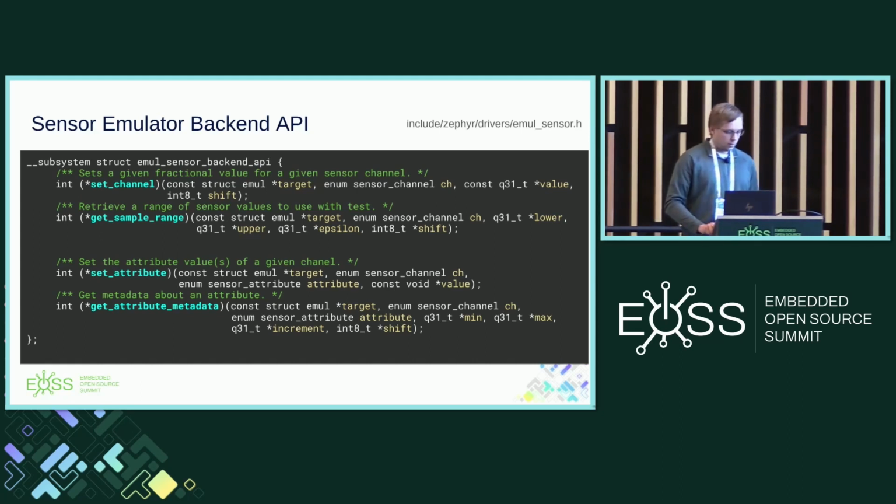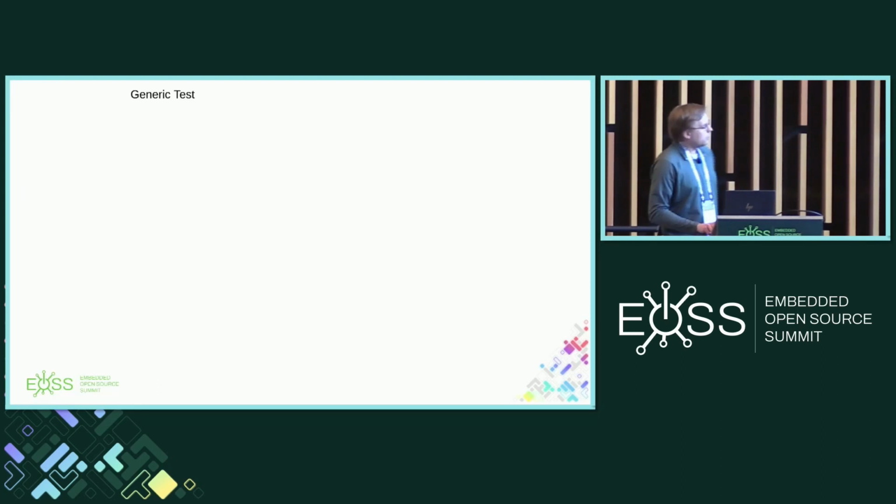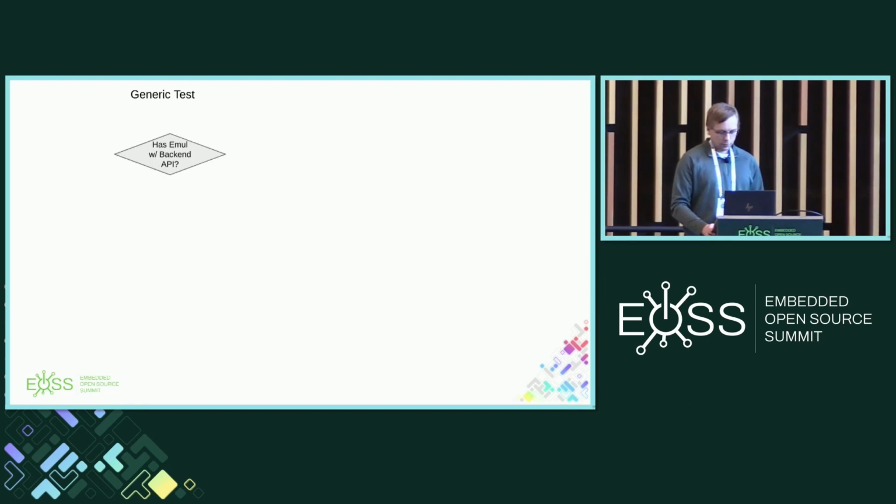All right, so that takes care of the emulator side. Let's go on to the generic test. I have a wonderful flowchart about how we can step through that process and how it can work. First thing we need to do is detect if the emulator in question actually supports the backend API. If it doesn't, we're obviously just going to skip that.